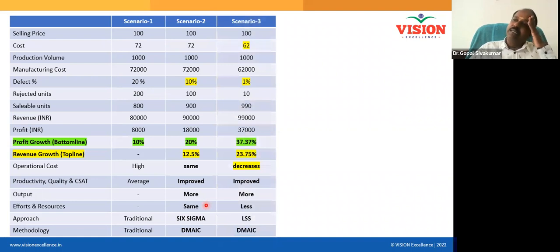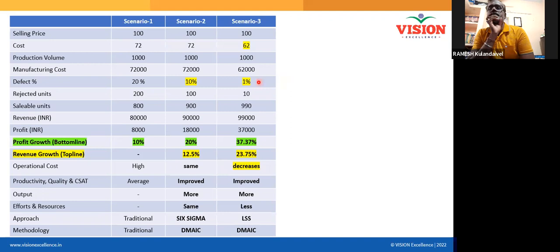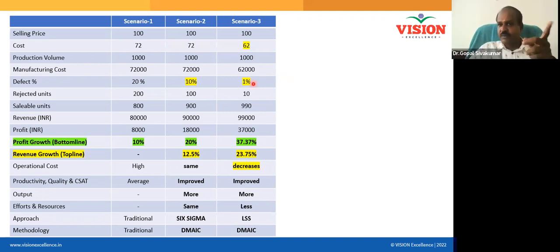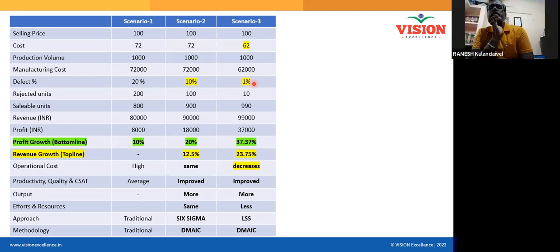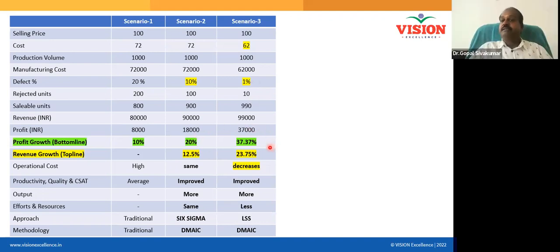Now scenario number 3. What is the difference you are noticing here? Can somebody tell me? The defect has been reduced to 1%. Very good. Defect has been reduced, which is the job of Six Sigma. Right? Defect reduction. What else can you notice? The profit growth is 17% high. Yes, further increase in the profit happened. Okay. What else could you notice? Here, one more thing. Can you notice here?